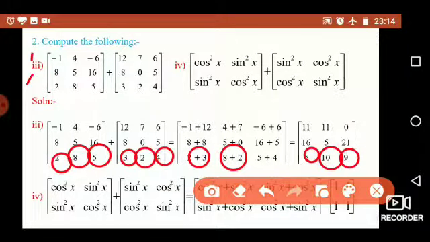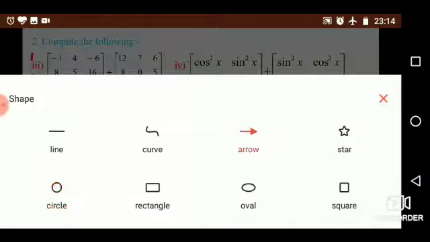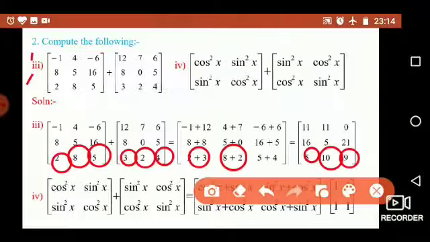Therefore, this matrix contains the elements 11, 11, 0 in the first row. Second row elements are 16, 5, 21. And the last row elements are 5, 10 and 9.